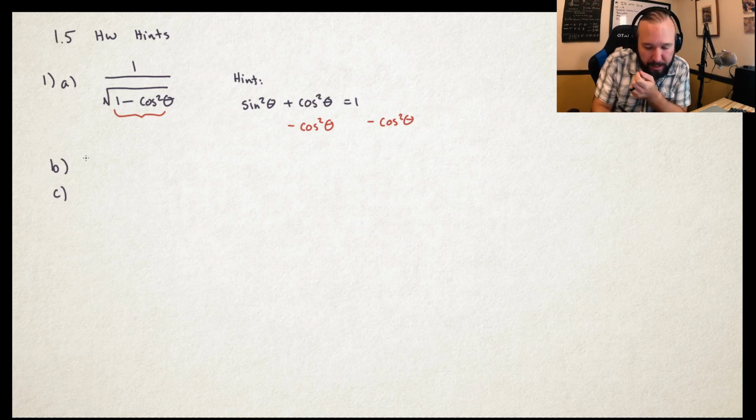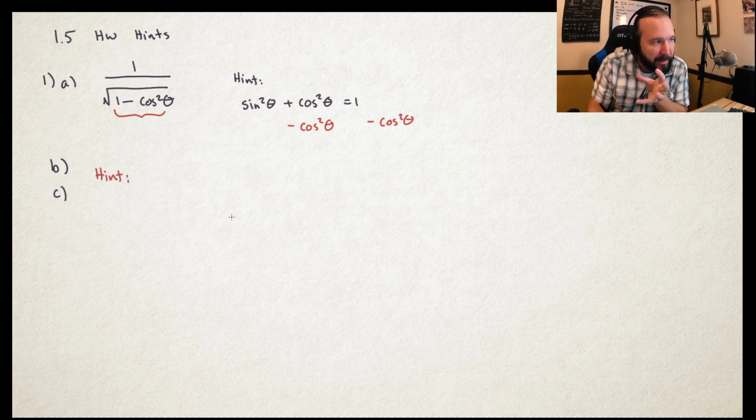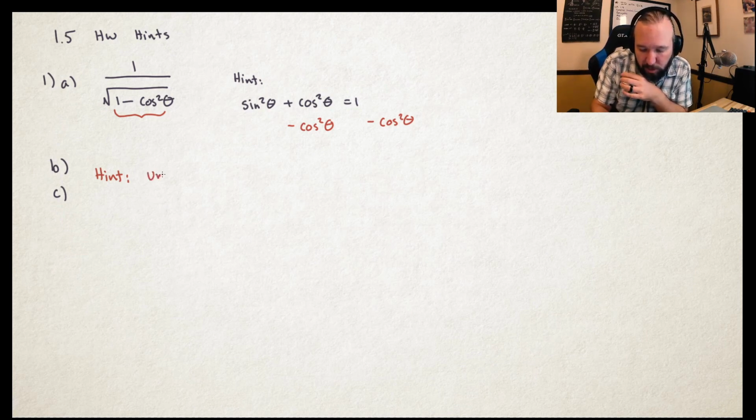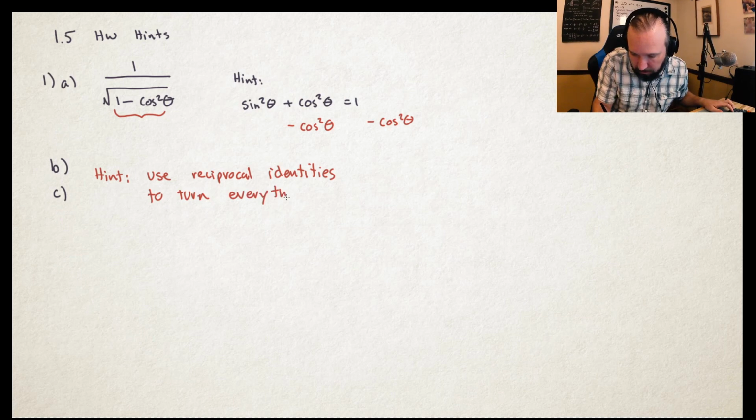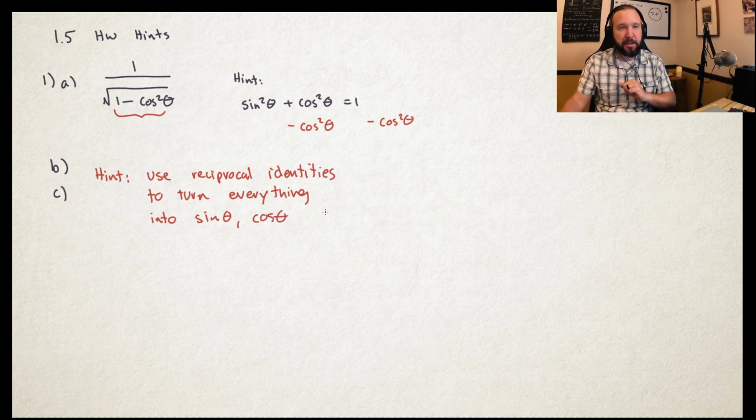Okay, for B and C, the hint is both of these are just fractions that have secants and cosecants in them. So the hint is to use the reciprocal identities to turn everything into the sine of theta and the cosine of theta, and then some things should cancel out and it should be able to simplify.